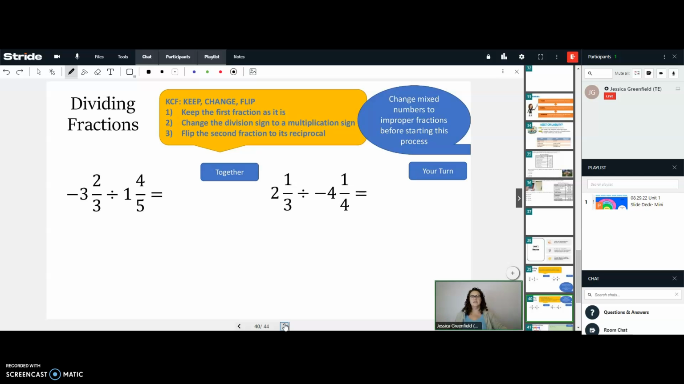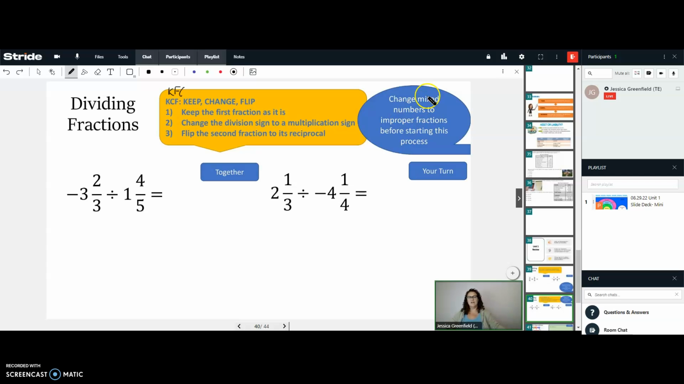Next, obviously, dividing. All right, here you might think of KCF or KFC if you're like the hungrier type. All right, and so they both do the same thing. You're going to keep the first fraction. You're going to change the division sign to multiplication. You're going to flip the second fraction, otherwise known as the reciprocal.